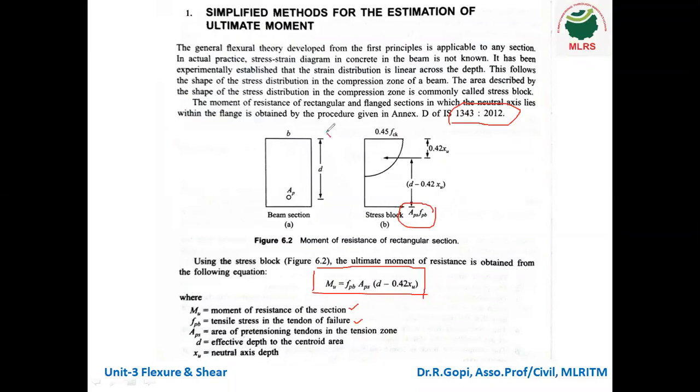Okay, effective depth. So effective depth is common for RCC and pre-stress. You can see here the depth. So it is from the top extreme fiber to the center of the reinforcement. This is the effective depth, and XU is the neutral axis depth. Okay, so this is the formula recommended by IS 1343.